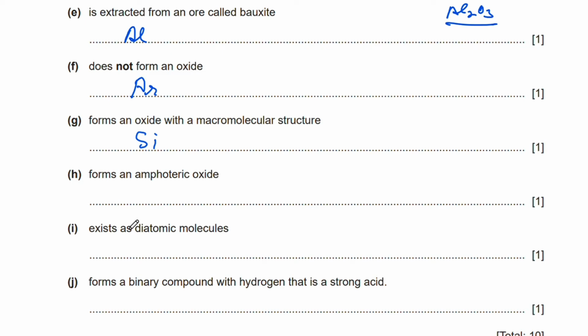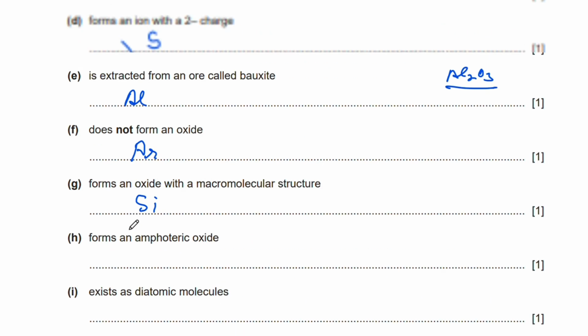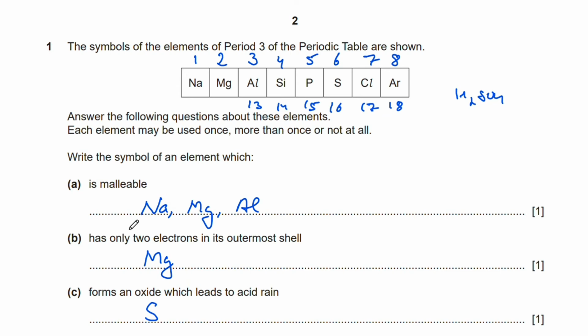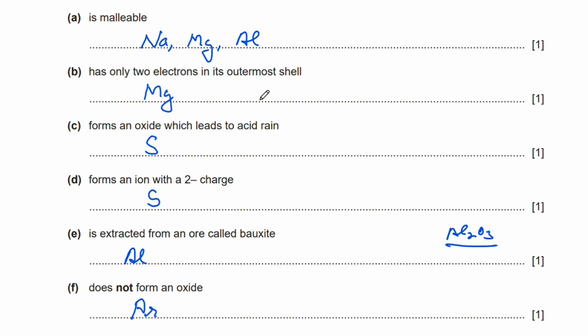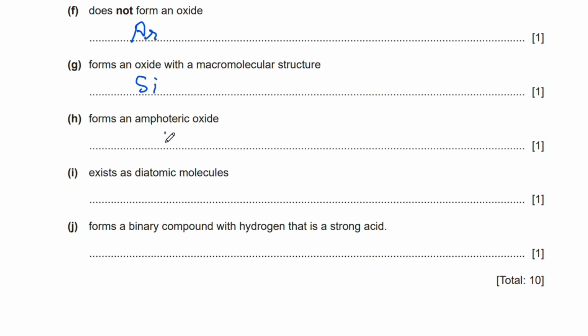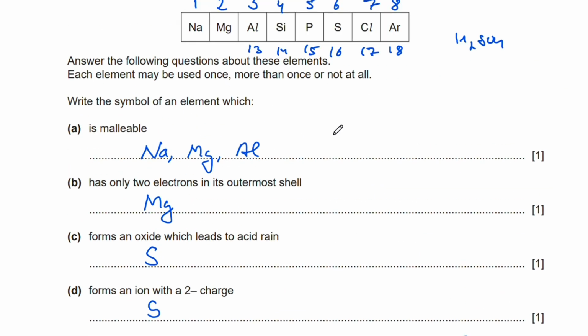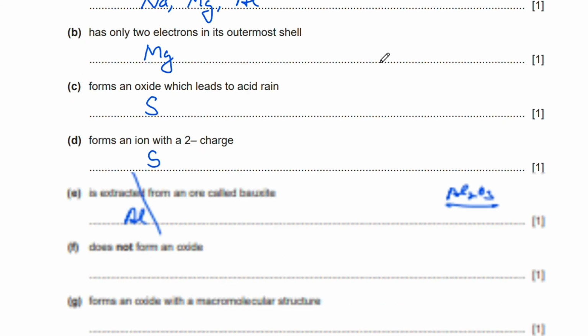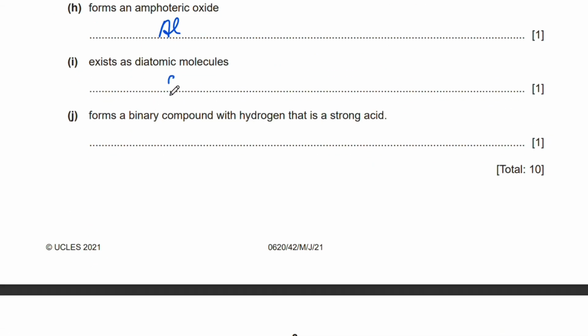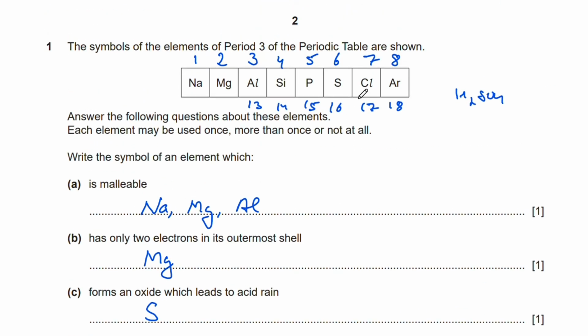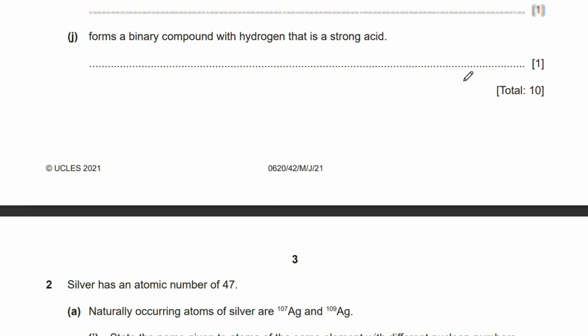Forms an amphoteric oxide. See, amphoteric substances are those which react with acids as well as with bases. So among these, amphoteric is aluminium, Al. Exists as diatomic molecules. We know that diatomic molecules are in the halogen group, chlorine, Cl2. So we write here Cl. Now, forms a binary compound with hydrogen that is a strong acid. Among these it is again Cl, which forms HCl. This is the strong acid. So your answer will be Cl only.